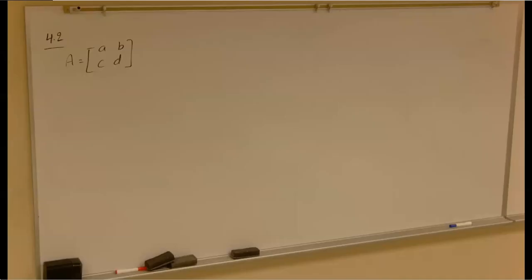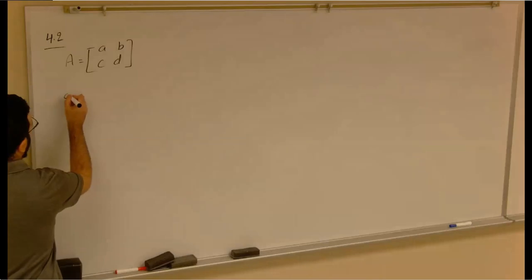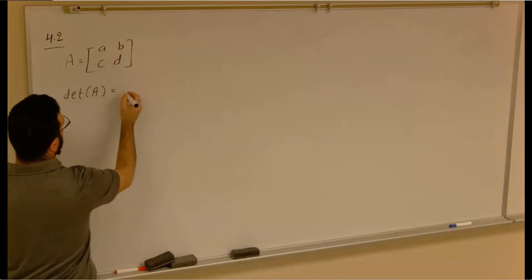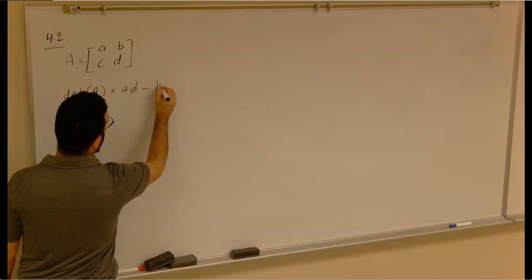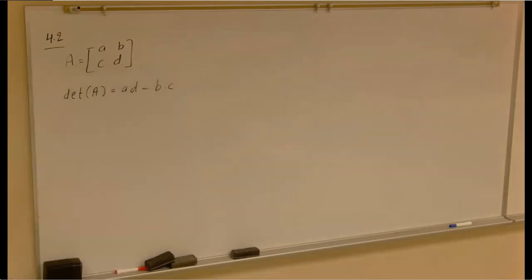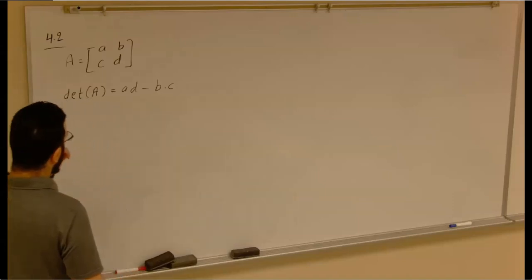So section 4.2. We already know how to find determinants for a matrix with size 2 times 2. The determinant for the matrix A is going to be A times D minus B times C. We already did the practice examples about how to find determinants for a 2 times 2 when we took the inverse, when we needed to find the inverse for a matrix with dimension 2 times 2.